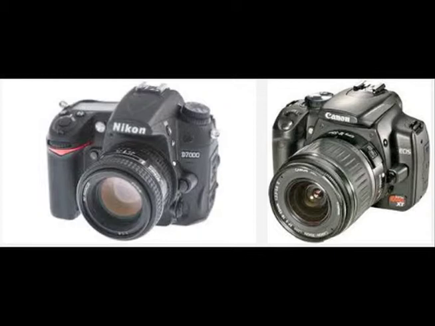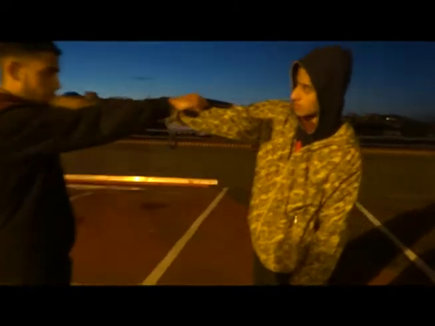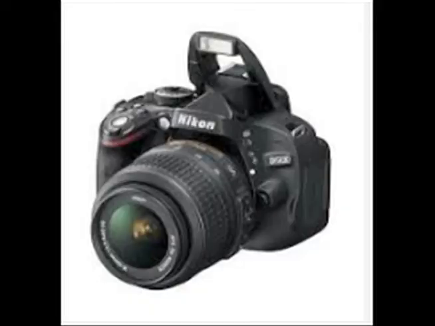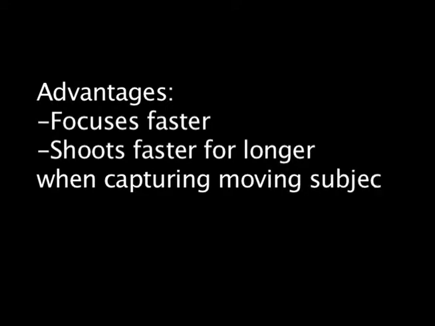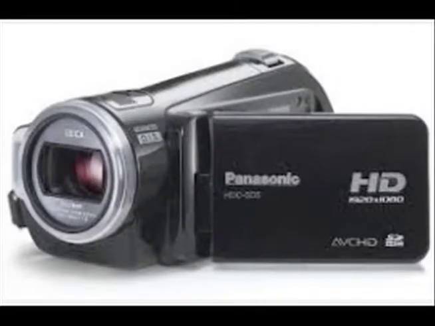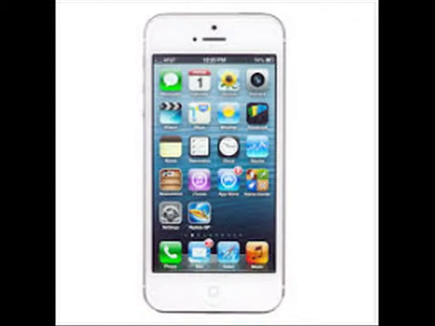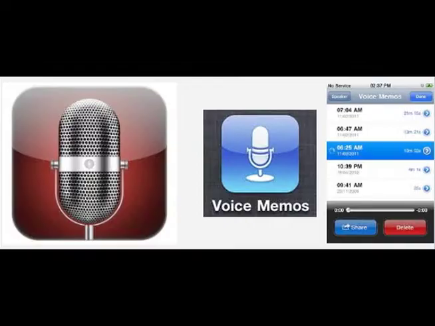When filming for my trailer, I also used the SLR for some of the shots, including the time-lapse. The SLR had a built-in timer which was very useful as it captured images every couple of seconds for a period of time. The main advantages of using this camera for filming similar work is that it focuses faster and shoots faster for longer when capturing a moving subject. I also used a normal HD video camera to capture high quality footage. When filming my narrative, I'd use my iPhone, which was easier and quicker to use.